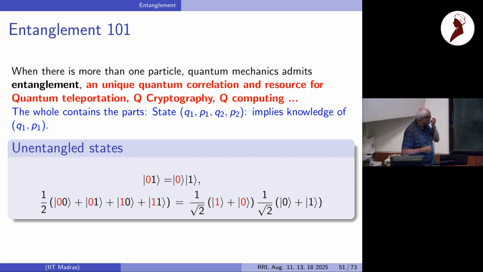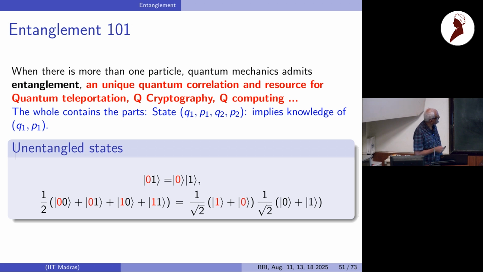Then there is many particle physics. At least you can look at quantities which are independent of single particle basis. Entanglement is a very useful quantity that way. And well, I don't have to tell you that entanglement is something which is widely used now. It's a unique quantum correlation and so on and so forth.